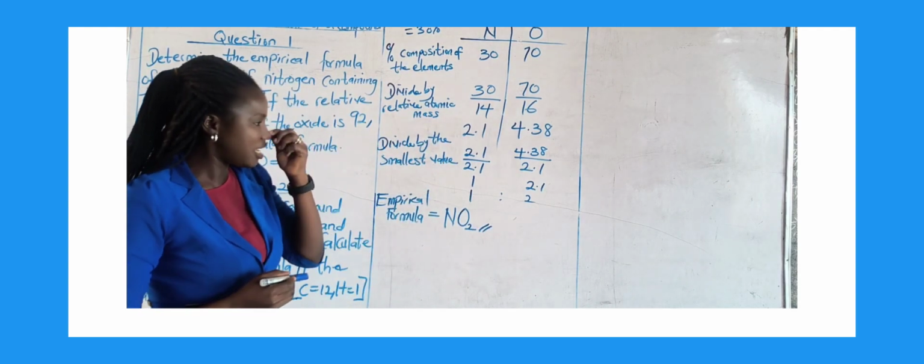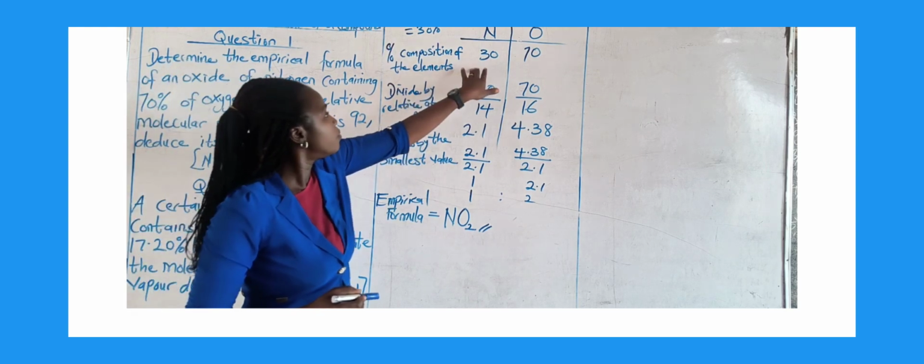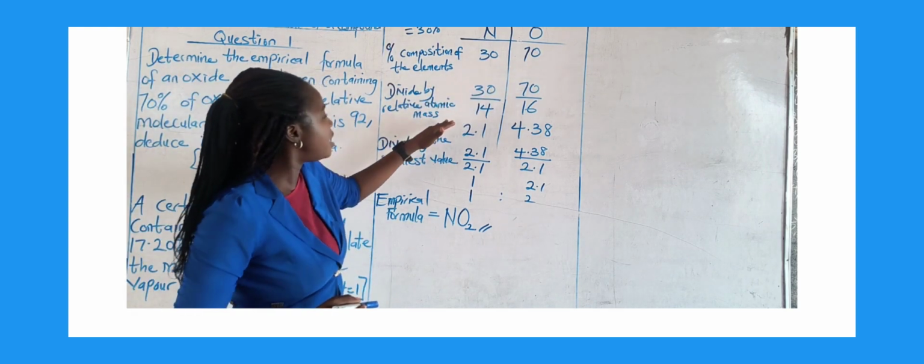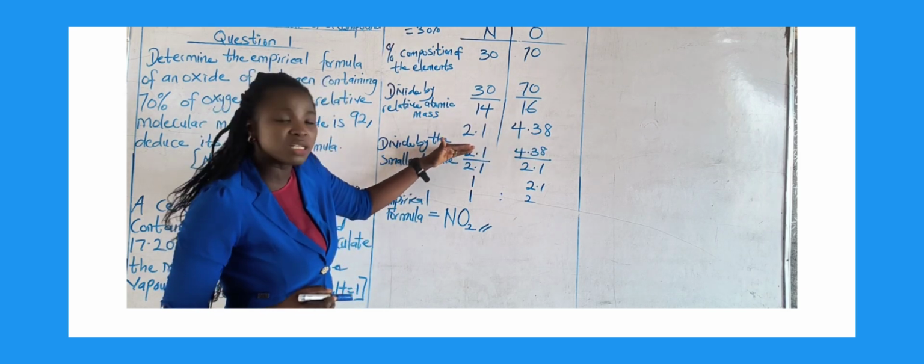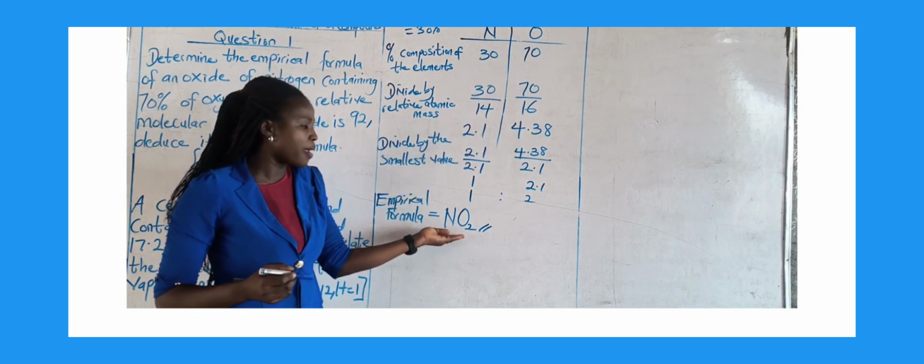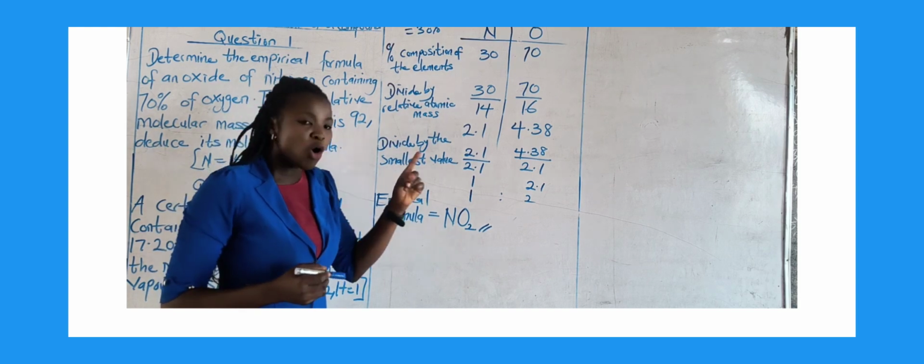NO2. This is our empirical formula. You can see, I didn't skip any steps. Percentage composition, divide by relative atomic mass, and I put down my answer. Then divide by what? By the smallest value. I get my empirical formula.